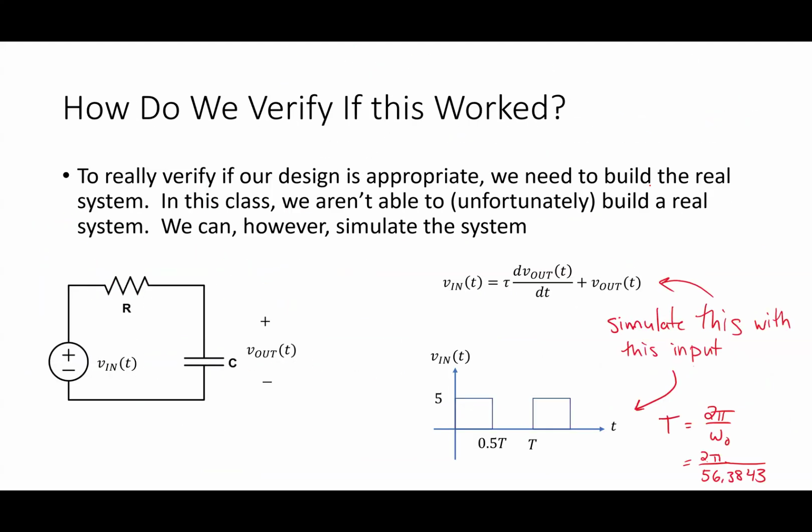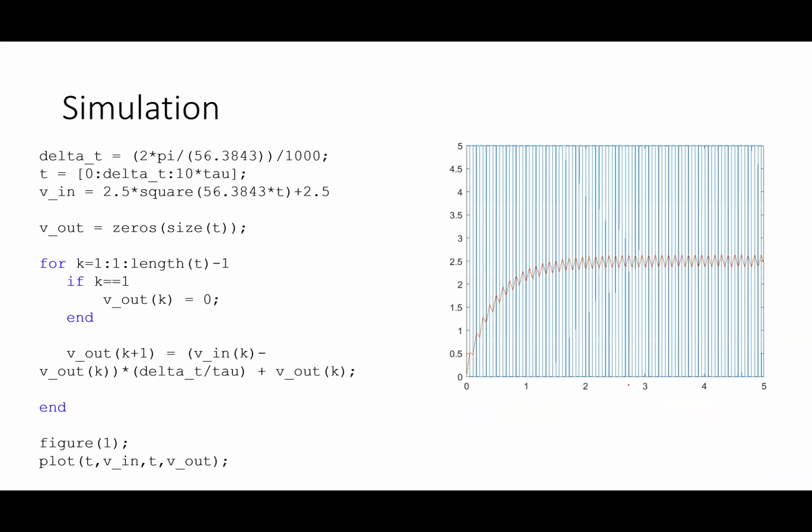To verify that this actually works, I chose the value. I took that omega naught, determined what T it corresponds to, and then I simulated this circuit, meaning I solved the equation numerically by giving it this particular input here with that value of T. So here's what that code looks like.